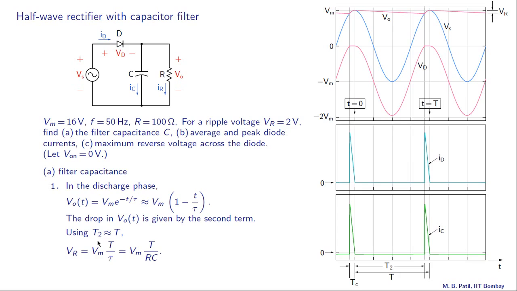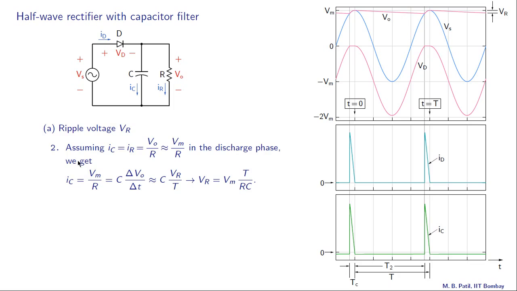That approximation is that T2 is nearly equal to T. So what we are saying is that T2 is nearly equal to the entire time period. Now this is not an unreasonable approximation, because the time during which the diode conducts is indeed small compared to the time period, and therefore this is a reasonable approximation. So with that approximation, we now get Vr is Vm times T2 by tau. Now T2 is approximately T, so therefore Vr is Vm T by tau, which is Vm T by RC.